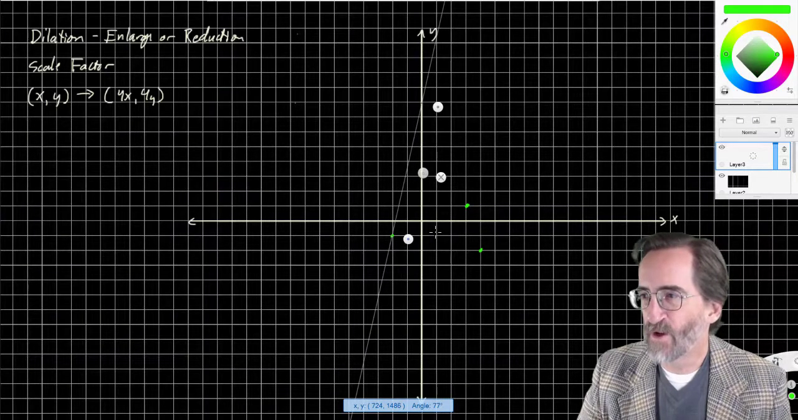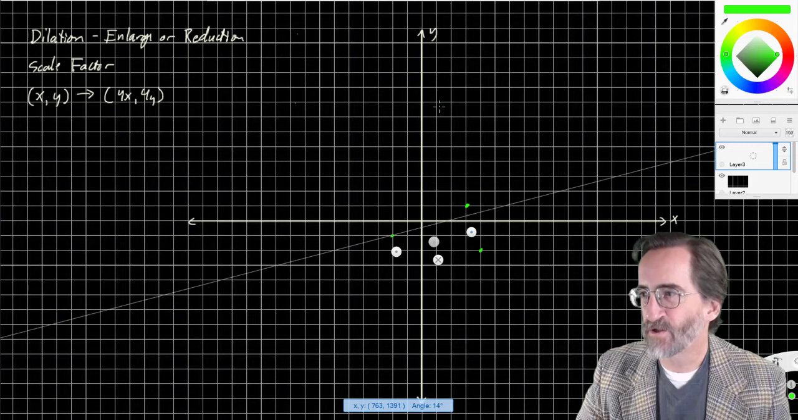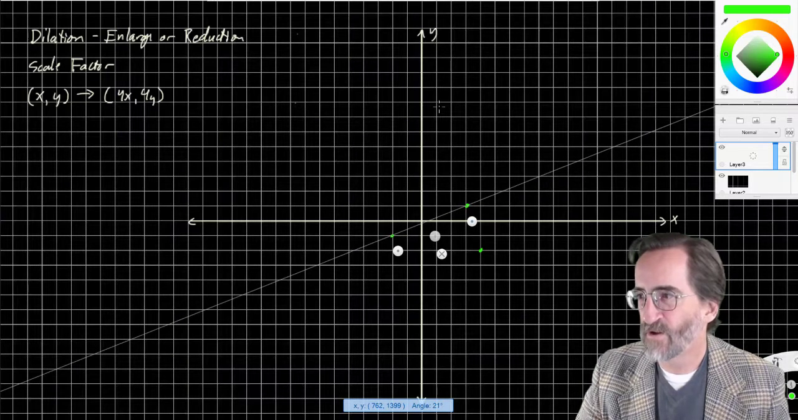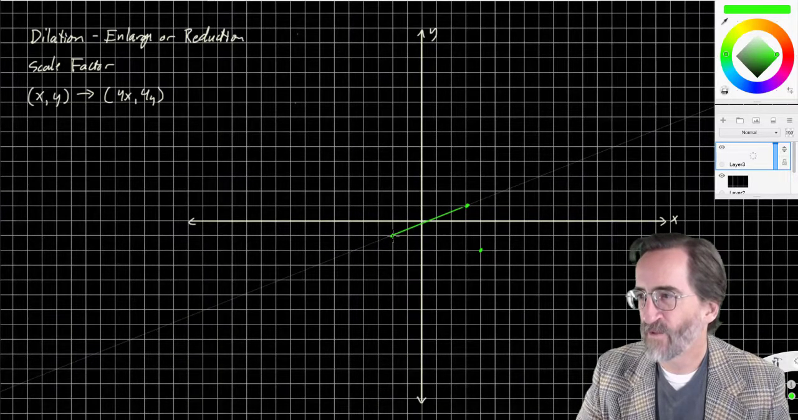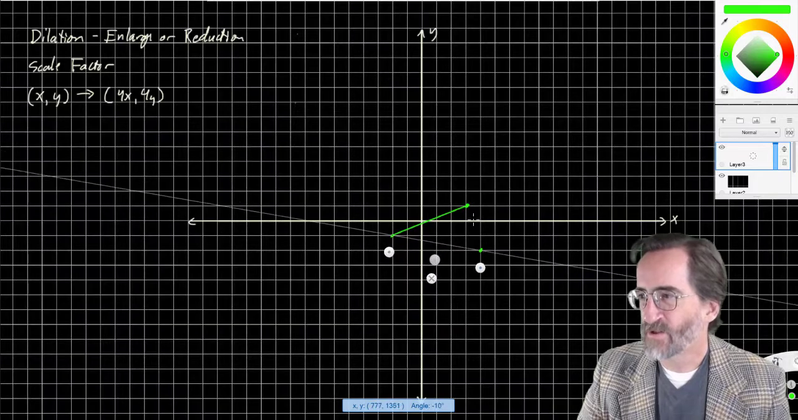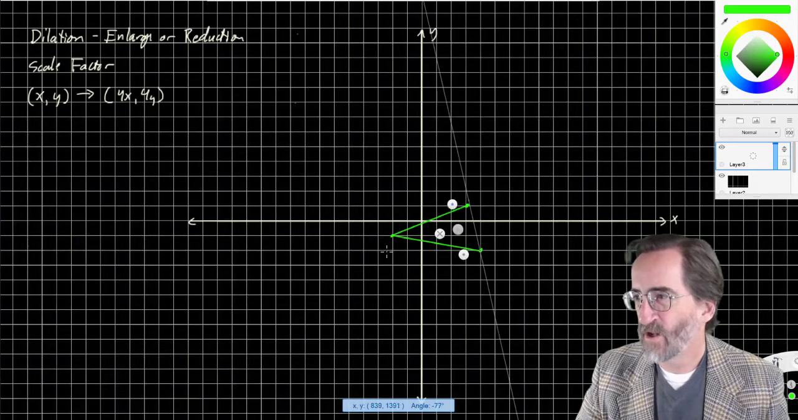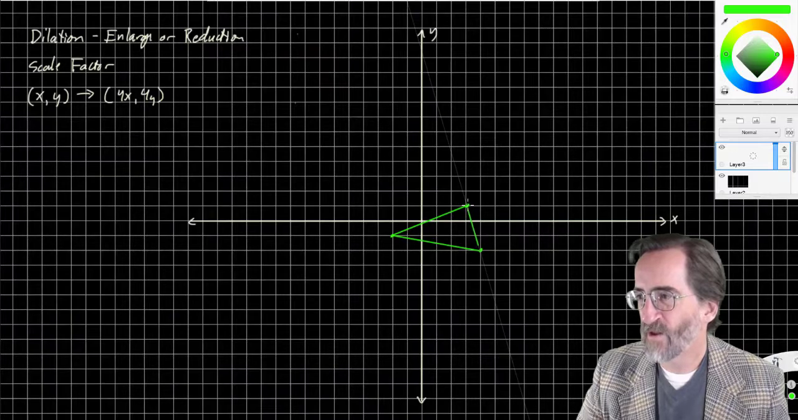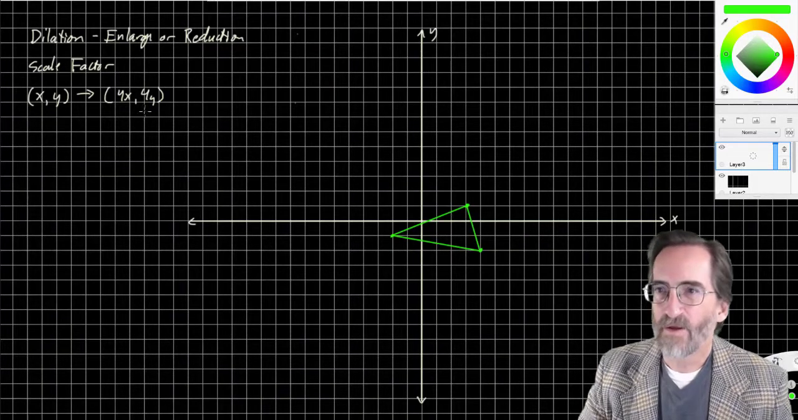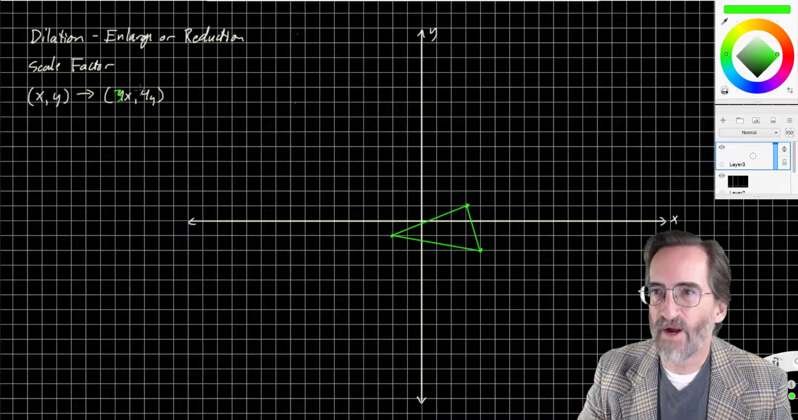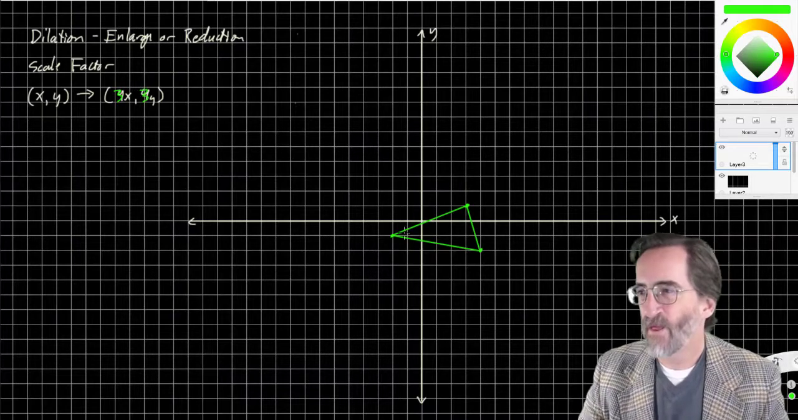And I think I'm going to change the scale factor. Let's do just 3. Because I think even at this point, if I go with a scale factor of 4, I'm going to be off the grid. Okay, so I'm going to multiply by a scale factor of 3. Okay, so here we go.